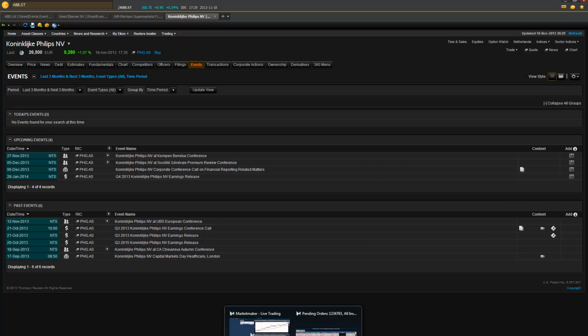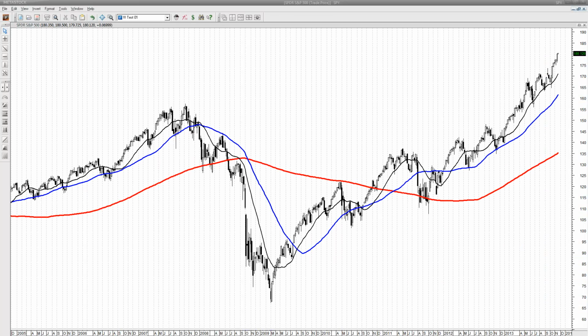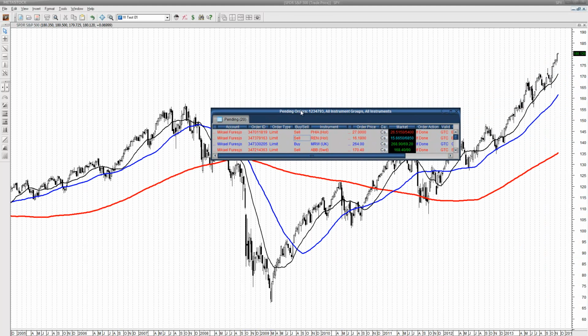Okay, that was all the charts I got. You can take a quick look at all the levels again. Philips 27 short sell. Reed Elsevier, Dutch, 16 and 19 short sell. Morrisons Supermarket from London, 264, going long limit order, and ABB Stockholm, 170 krona and 40 öre short sell level.